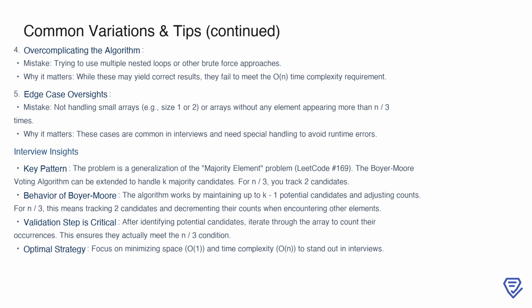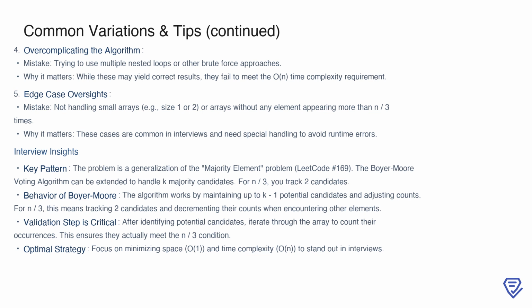Let's also look at some key insights that can help in interviews. This problem is a generalization of the majority element problem, where the Boyer-Moore voting algorithm can be extended to handle k-majority candidates. For the n/3 case, you track 2 candidates. The algorithm achieves this by maintaining up to k-1 potential candidates and adjusting their counts dynamically. For n/3, this means tracking two candidates and decrementing their counts when encountering other elements.